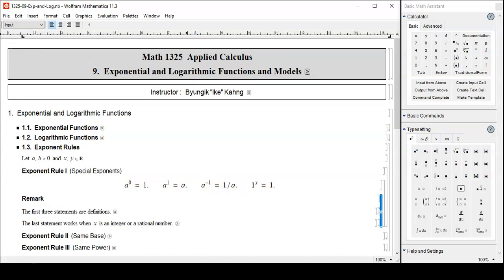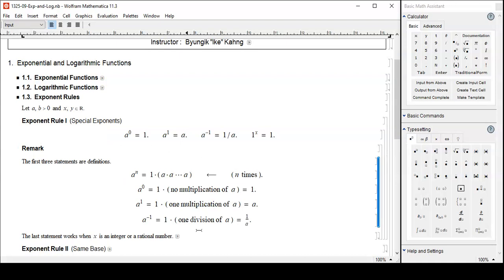Well, those are basically the remarks. The first three are basically definitions. Repeated multiplication to 1, and 1 times no multiplication of a, so it stays 1. And 1 times 1 multiplication of a, so it's a. And then 1 times 1 division of a, because this is negative, so it's the inverse.